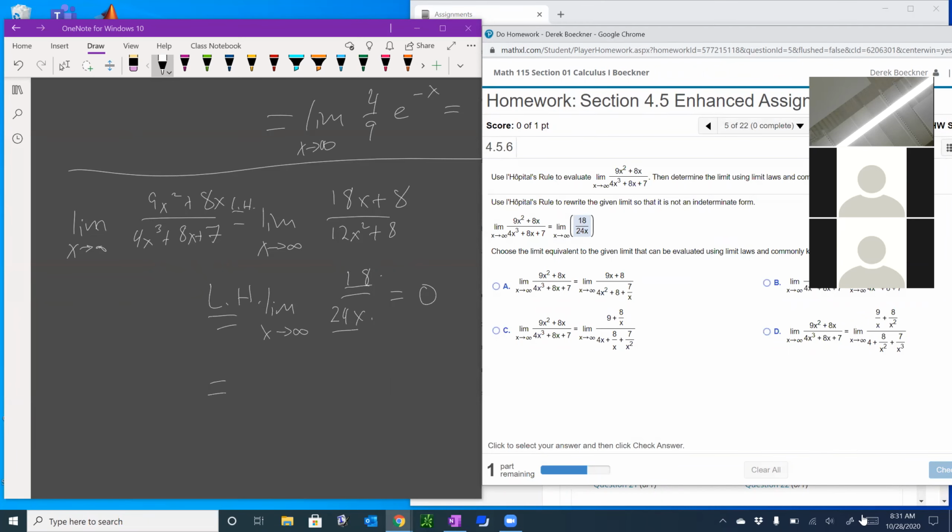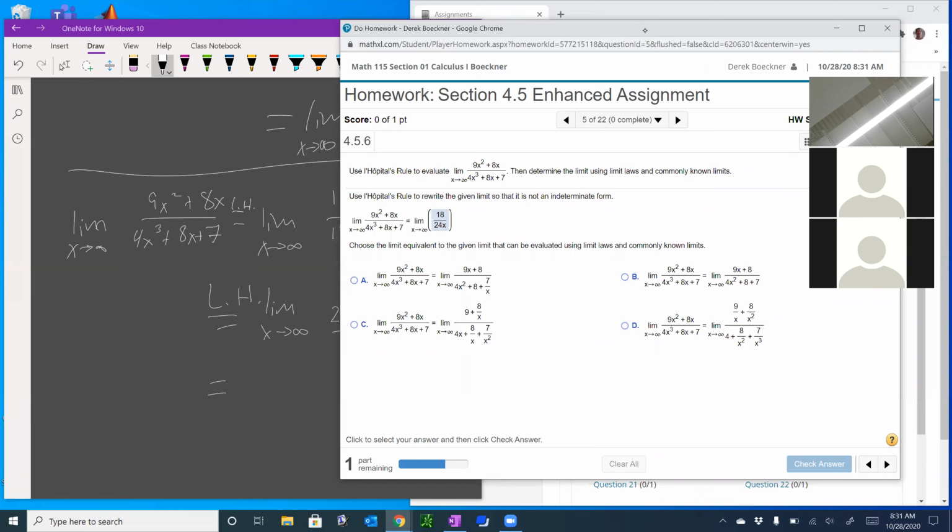And then you can do it the other way, where you divide everything by the biggest factor. The biggest thing here is an x cubed, right? So if I divide everything by x cubed, looks like I end up here. Nine x squared divided by x cubed is 9 over x. 8x divided by x cubed is 8 over x squared. 4x cubed over x cubed is just 4. 8 over x cubed is 8 over x cubed. 7 over x cubed is 7 over x cubed. So that looks like what we do there.